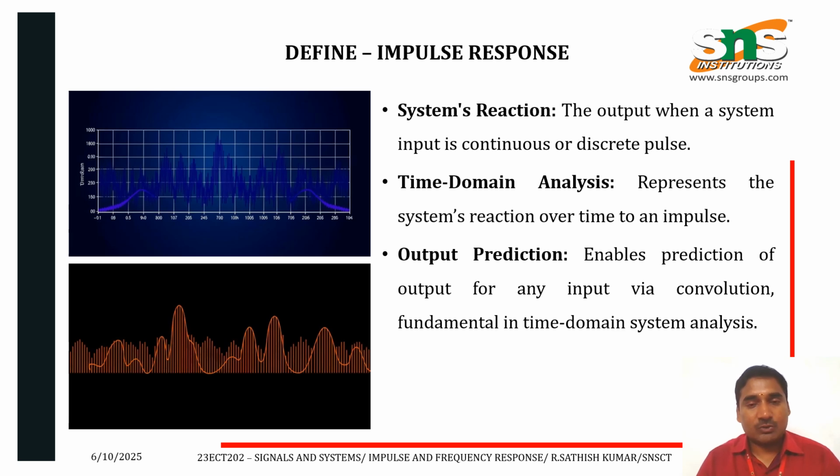Next one, impulse response. See, impulse response means when the unit impulse is applied to a linear time invariant system, we can get the output as h of t. In terms of system reaction, the output when the system input is continuous or discrete. Time domain analysis represents the system reaction over time to an impulse. Output prediction enables prediction of output for any input via convolution, fundamental in time domain system analysis.